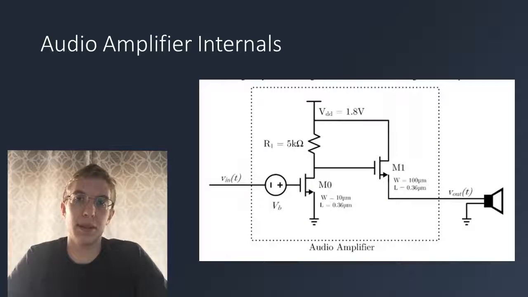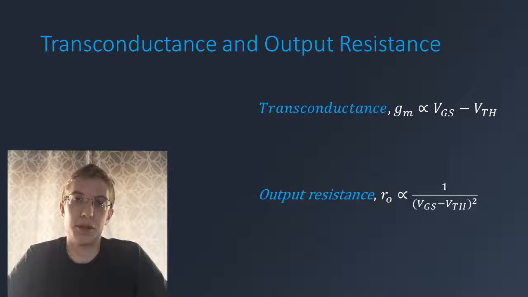Now, the internals of the audio amplifier also impact the gain of the system. The DC bias voltage determines two important quantities, which are the transconductance and the output resistance. So the transconductance is proportional to the gate to source voltage minus the threshold voltage, and the output resistance is proportional to 1 over the square of the gate to source voltage minus the threshold voltage. So as the DC bias increases, the gate to source voltage is increasing, which means that the transconductance is going to increase while the output resistance is going to decrease.